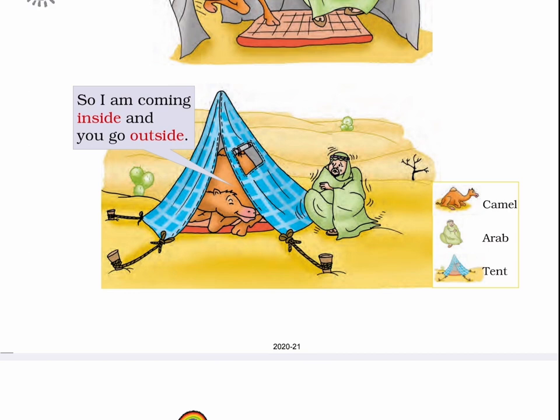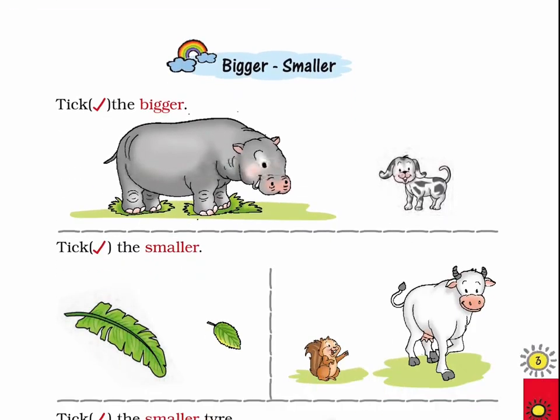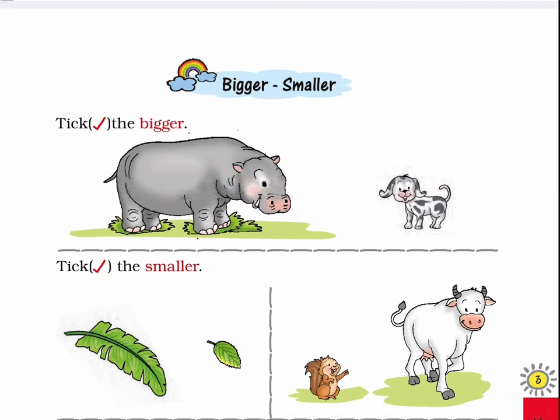Page 3. Bigger and smaller. On this page, there are 4 pictures. Each picture has a pair of animals or objects of different sizes. You have to identify the bigger and smaller from the pair. Before reading this page, let's become familiar with the animals and objects.